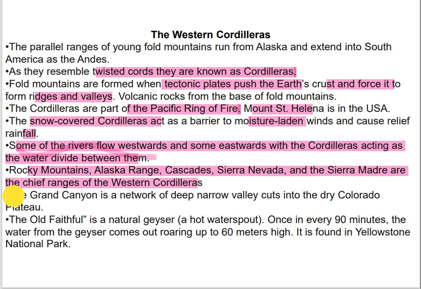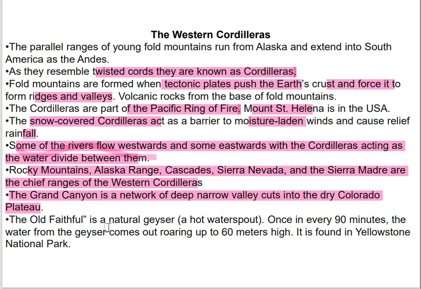The Grand Canyon is a network of deep, narrow valleys cut into the dry Colorado Plateau. What is a canyon? A canyon is a very deep part formed by rivers or other water bodies cutting through mountain ranges. It is a structure like a gorge. A gorge is formed by river erosion of mountains, and the very deep form of a gorge is known as a canyon.